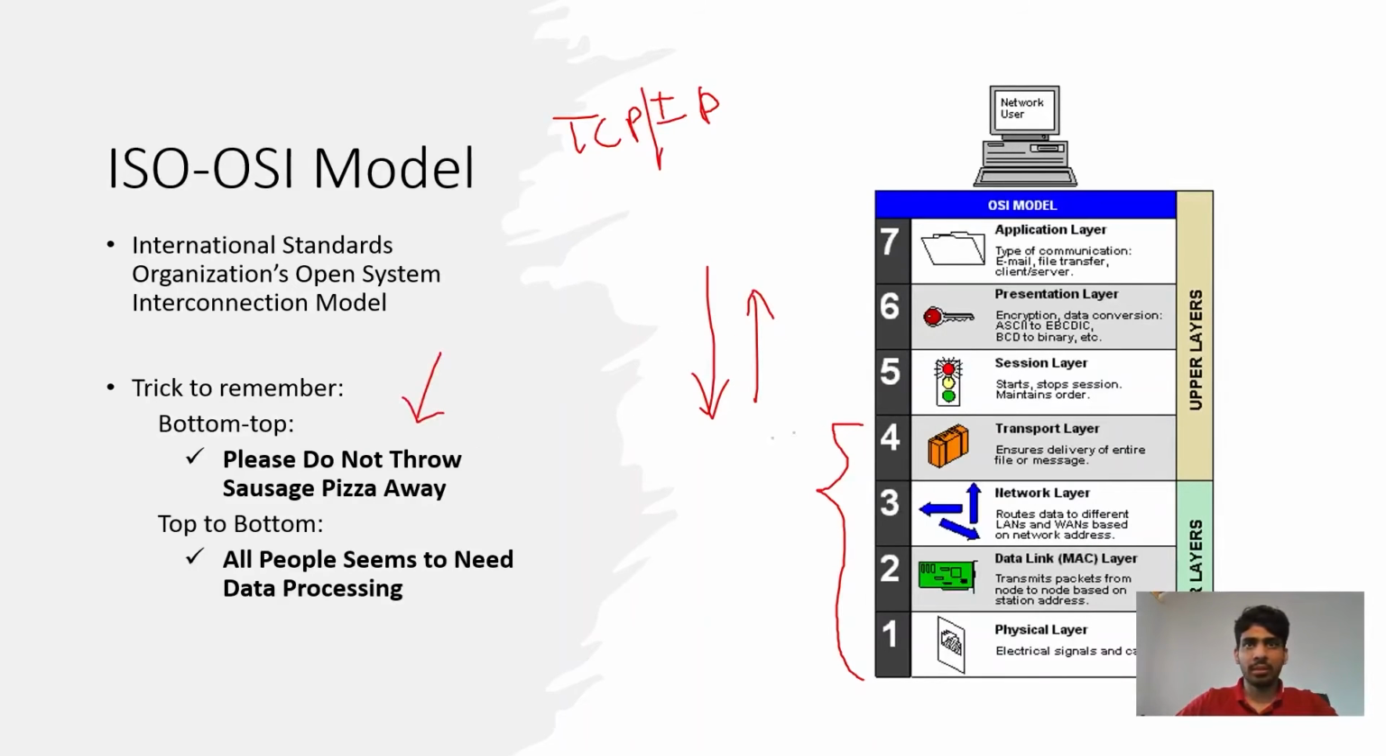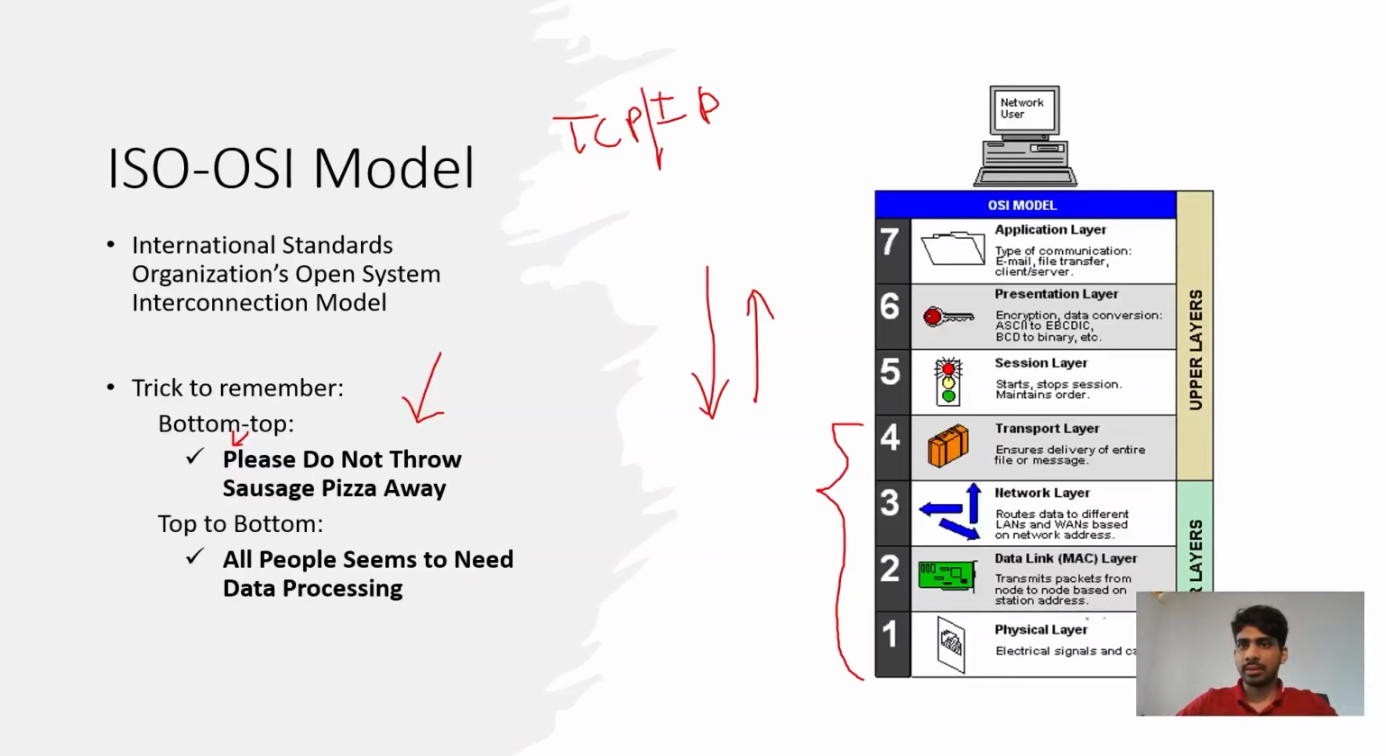If you want to remember the order from bottom to top, you can go with this: Please do not throw SSH keys away. All these first letters of these words stand for the first letters of these layer names. If you want to remember the order from top to bottom, you can go with this: All people seem to need data processing. It's the same as this one. The first letter of each word stands for the first letter of each layer name.